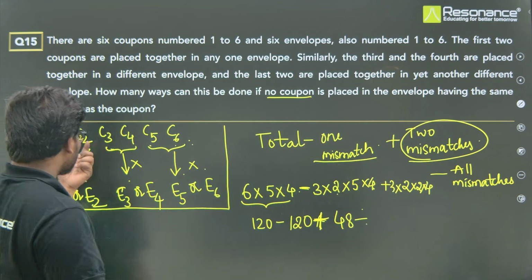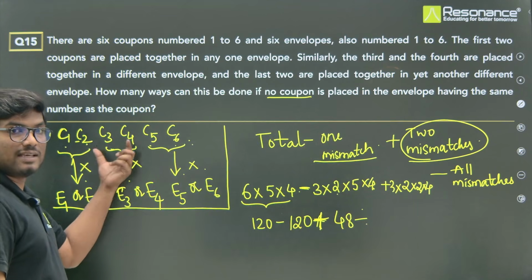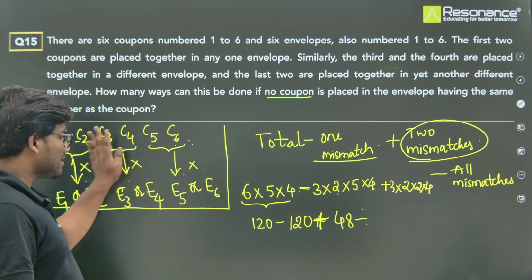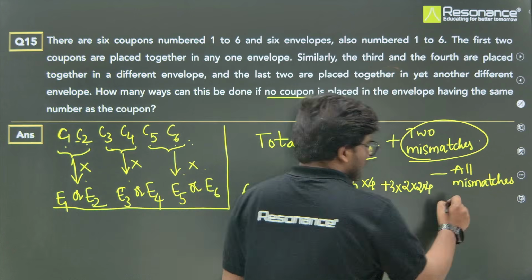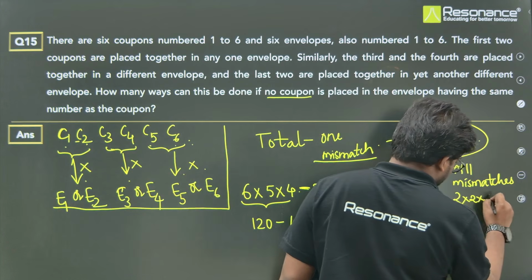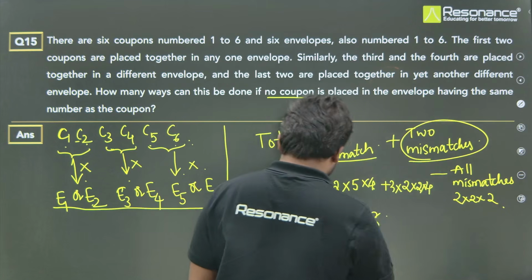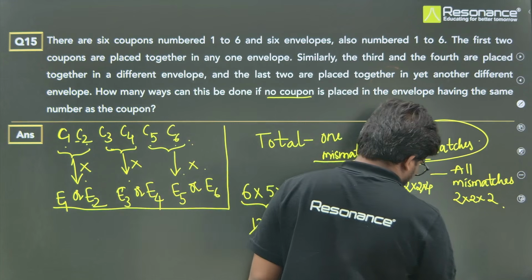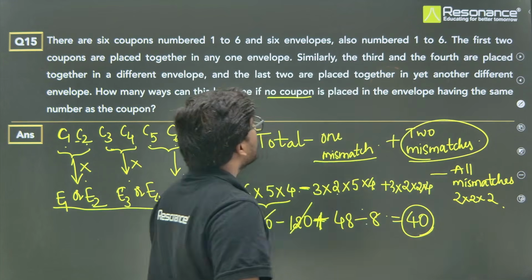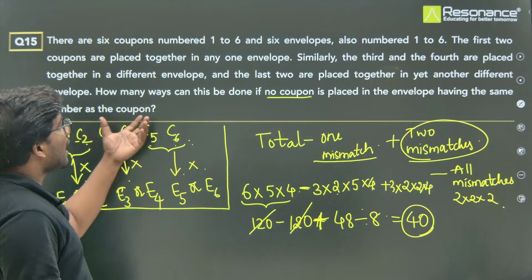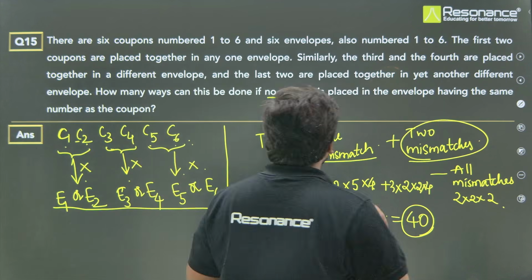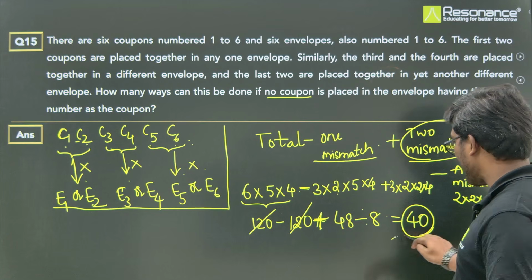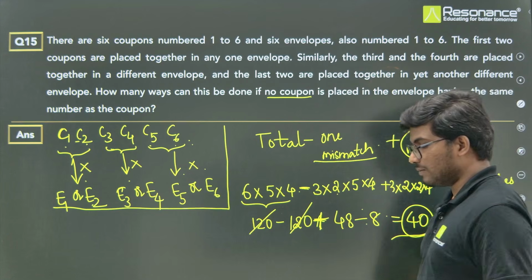So 48 minus all mismatches. All mismatches as in this goes to either of these, this goes to either of these, and this goes to either of these. So 2 chances, 2 chances, and 2 chances. So 2 times 2 times 2, minus 8. So 120 minus 120, 48 minus 8 is 40. They asked us how many ways can this be done if no coupon is placed in an envelope having the same number as the coupon. So we have 40 ways that this could be done. Alright?